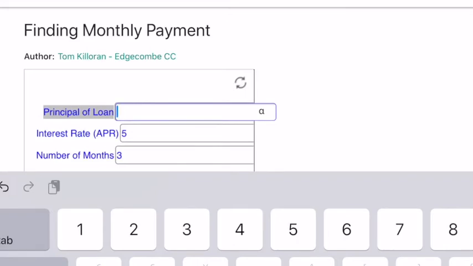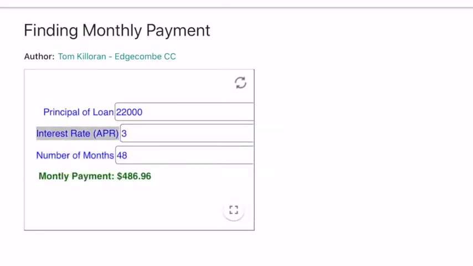This calculator is really nice, especially if you're going to be purchasing a car. And cars usually go about $22,000, let's say, is how much you would borrow. Interest rates lately have been kind of low, so I'll put in 3%. And most car loans are for 48 months. So if you put all this information in, you would find that your monthly payment is $486.96 a month. You make 48 of those payments, and you'll be done with the loan. So it's kind of a neat little calculator.